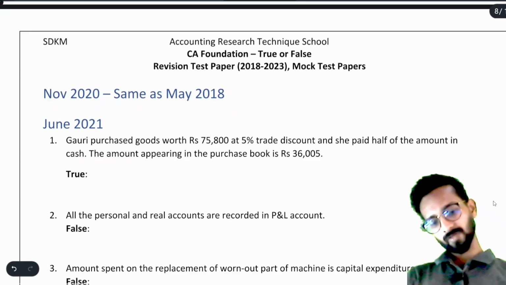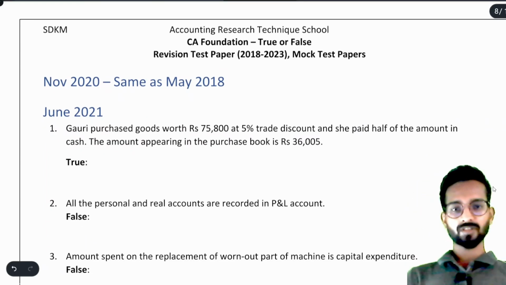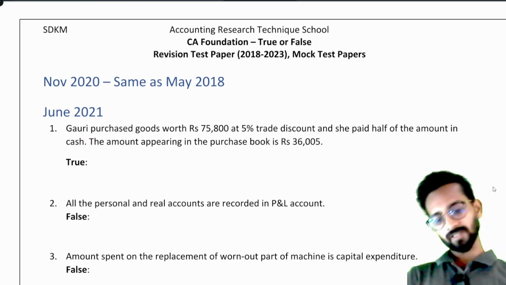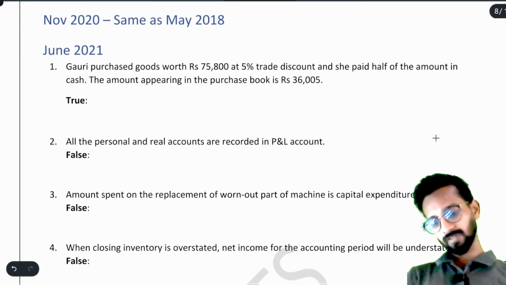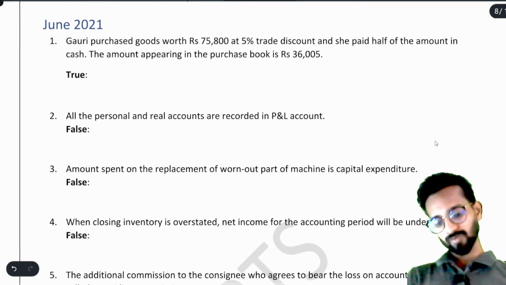चलो, after that next we have here is November 2020. See, November 2020, what were the questions in RTP? They are exactly same as May 2018. So I have not written that again. Okay, now we will write answers for July 2021. Check.